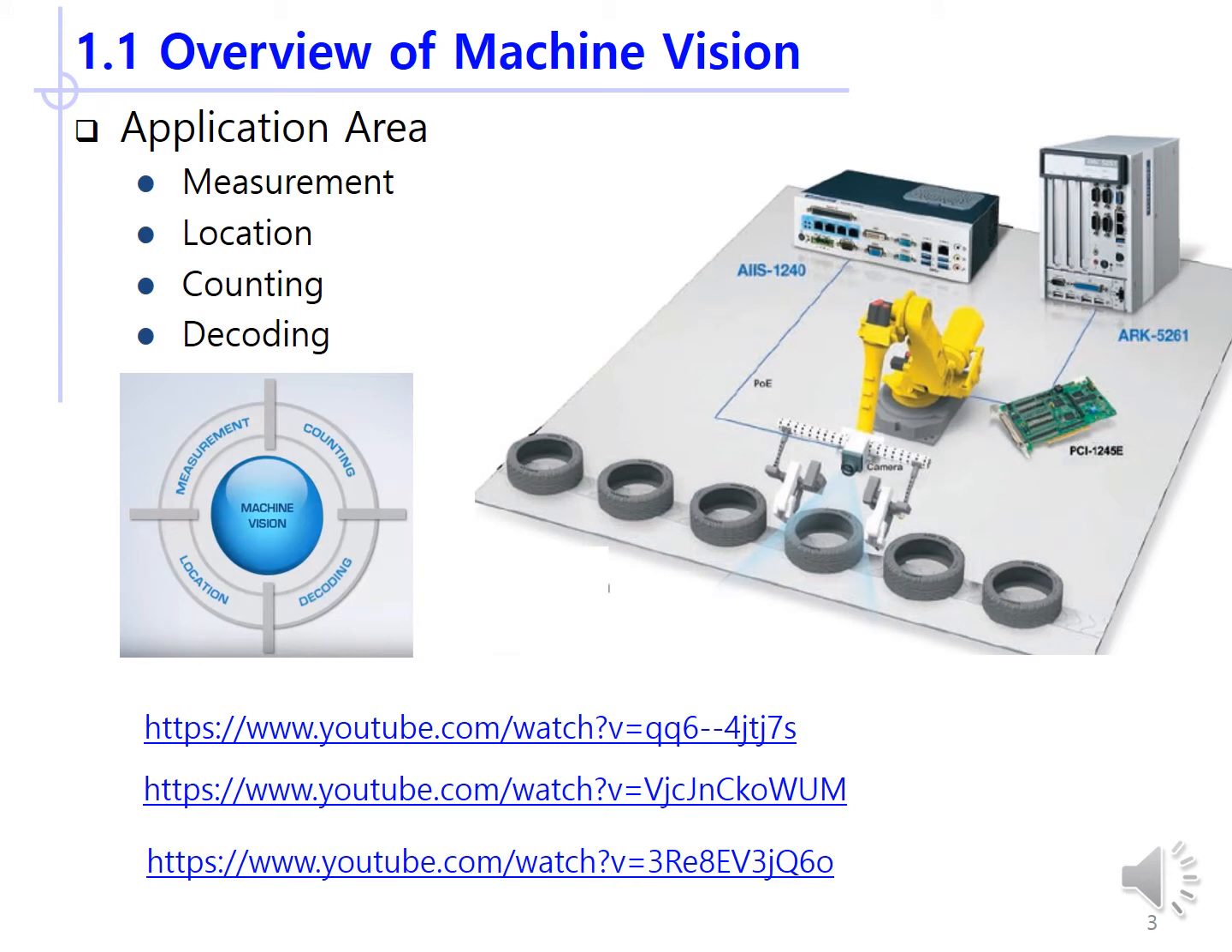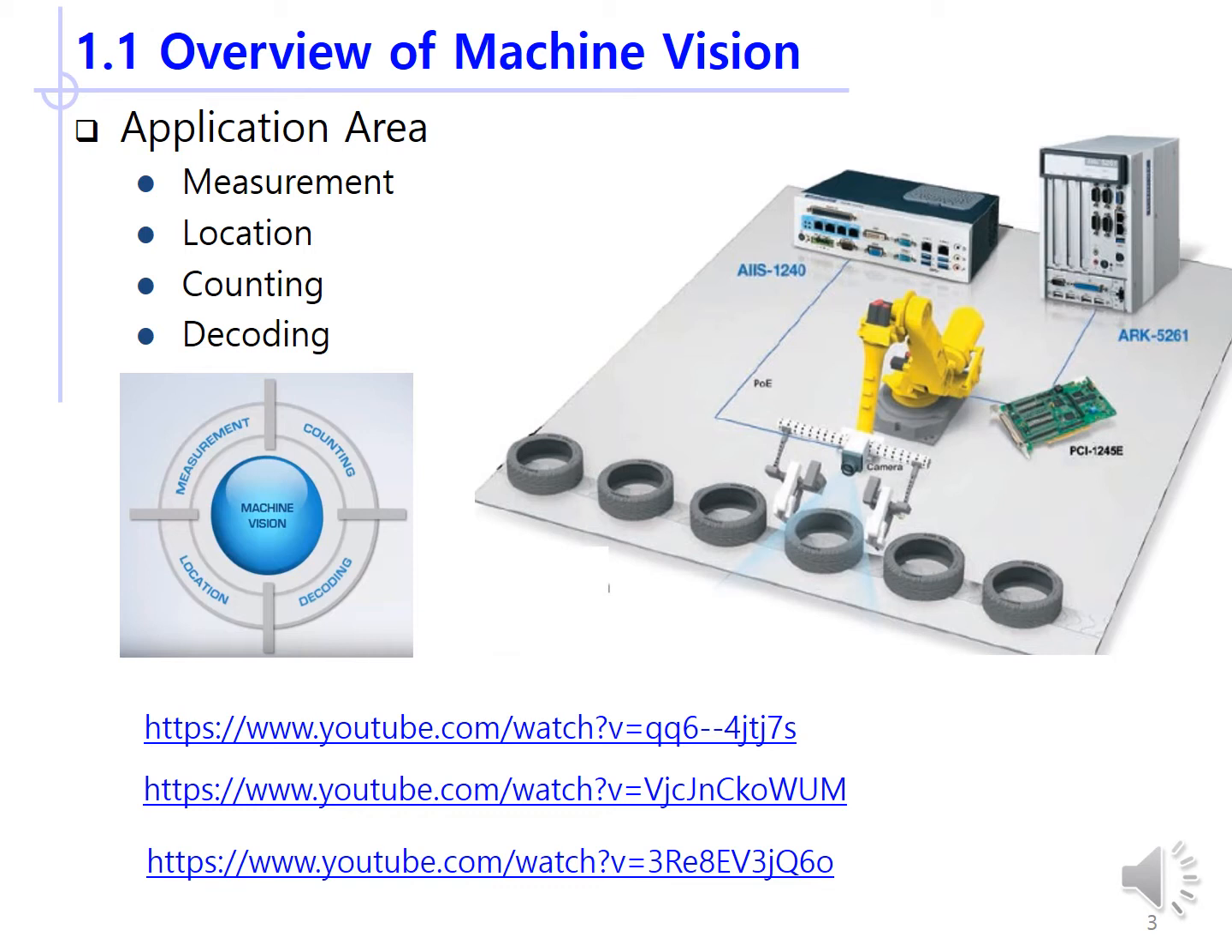This is the overview of machine vision. Machine vision is a kind of computer vision, but machine vision is more oriented to industrial applications. Four major application areas are measurement, location, counting, and decoding.